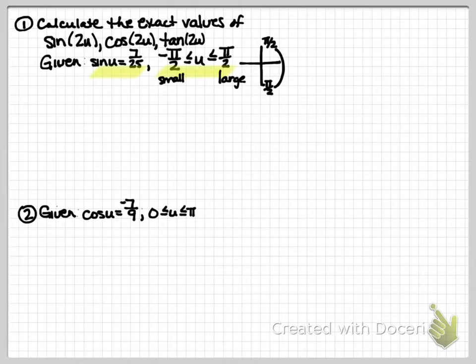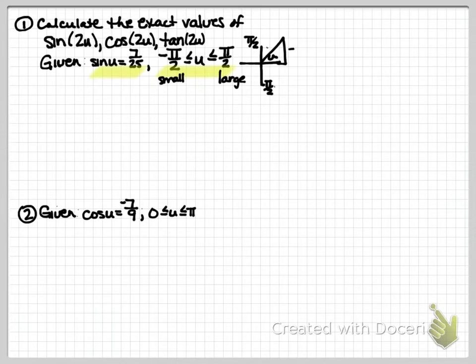So we need to be in one of these two quadrants. Okay? Well, looking at our value, sine of u is equal to 7 over 25, so it's positive. Well, sine's positive in the first quadrant. So I'm going to erase this pi over 2, and I'm going to put it over here, so it's out of the way. And I'm going to make a triangle here. And this is going to be u.